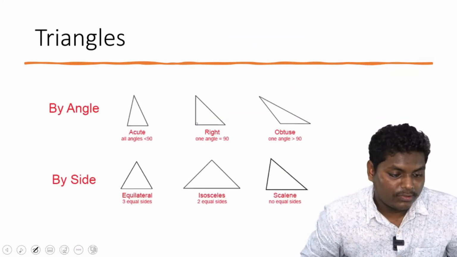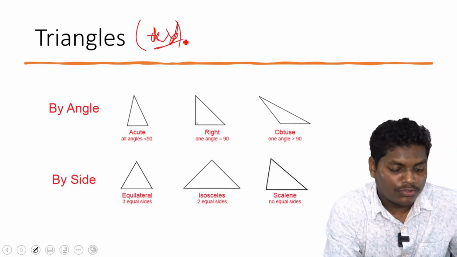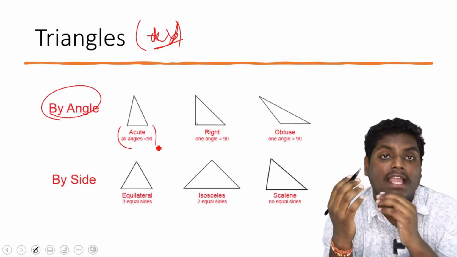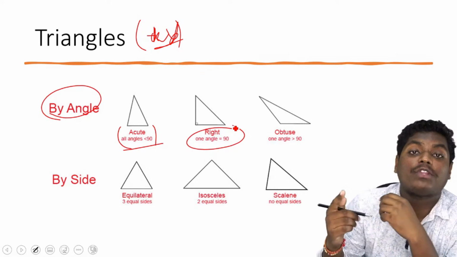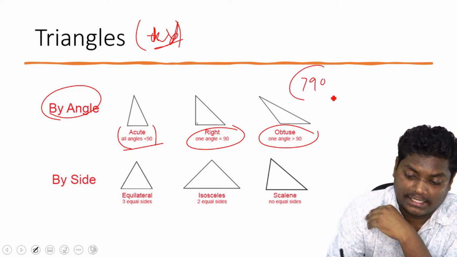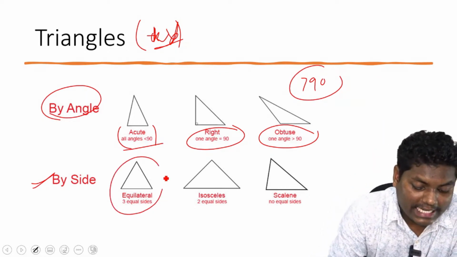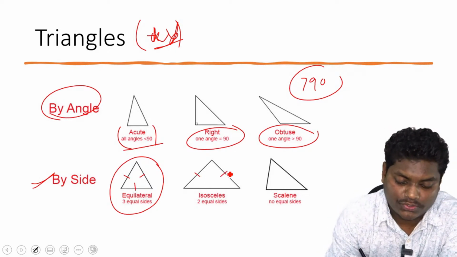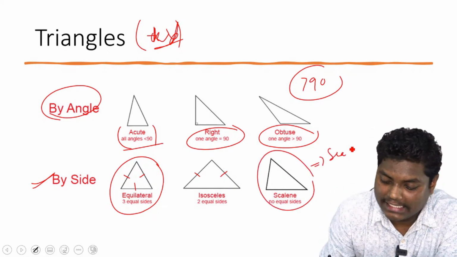So these are different kinds of triangles that we have. If we go by the angle, there are three types of triangle: acute triangles where all the angles are less than 90 degrees, right angle triangle where one of the angles is 90 degrees, obtuse angle triangle where one of the angles is greater than 90 degrees. Now, if we differentiate by the sides, if all the sides are equal, it is an equilateral triangle. If two sides are equal, we call it an isosceles triangle. And if all the sides are different, we call it a scalene triangle.